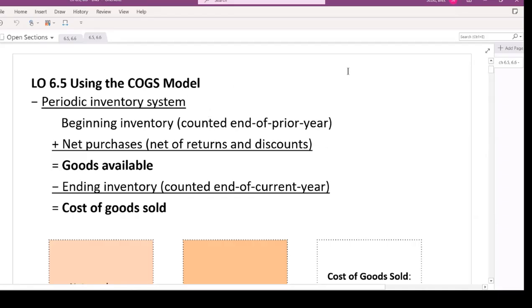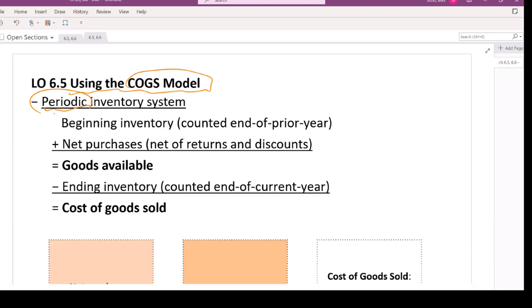Without further ado, I want to go into 6.5 first and harken back to the periodic inventory system. 6.5 talks about using the cost of goods sold model. It's like the flip side of the same coin, basically. The periodic inventory system only captures cost of goods sold, usually at the most at the end of the year. So during the year, usually there's only one journal entry. That's when we record sales.